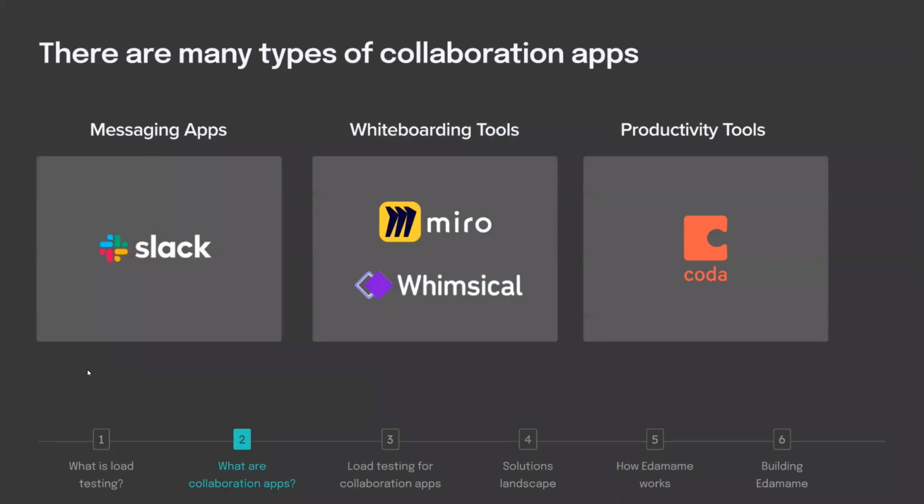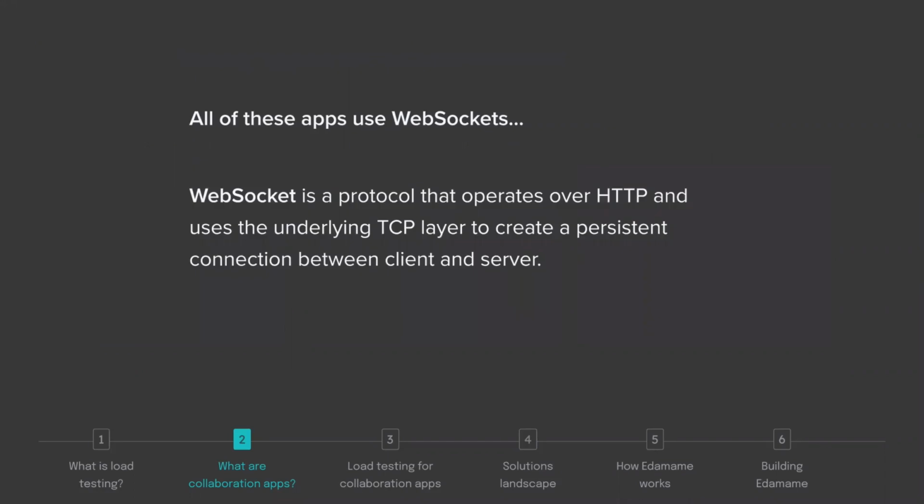So some examples of collaboration apps in the real world include messaging apps like Slack, whiteboarding tools like Whimsical and Miro, and productivity tools like Coda. These apps in particular have something in common that allows for real-time communication. They all use that WebSocket protocol that Rachel mentioned just a few slides ago. So what are WebSockets? Well, WebSocket is a protocol. It operates over HTTP and uses the underlying TCP layer to create a persistent connection between client and server.